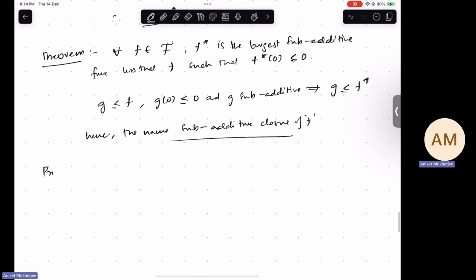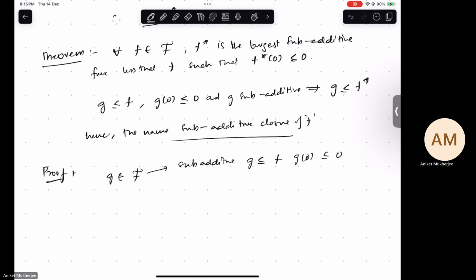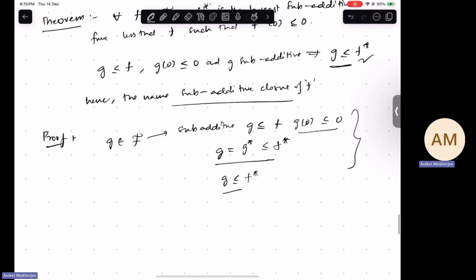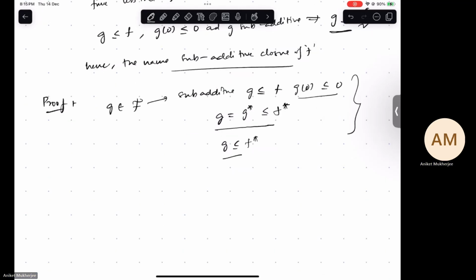So let's do the proof here. G belongs to the set of min-plus functions. This is subadditive, right? That is given, such that G is less than F and G of 0 is less than or equal to 0, right? Then from isotony, we have that G star is less than F star. But since G of 0 is less than or equal to 0, this is equal to G, and hence G is less than or equal to F star. That is what we are showing here. So these are from the previous two lemmas.